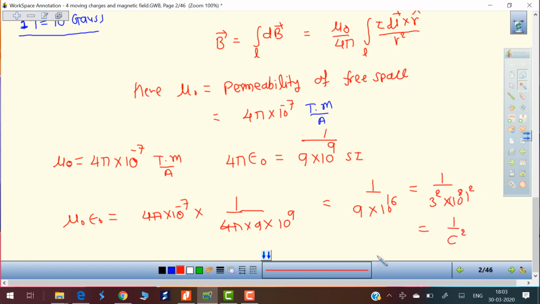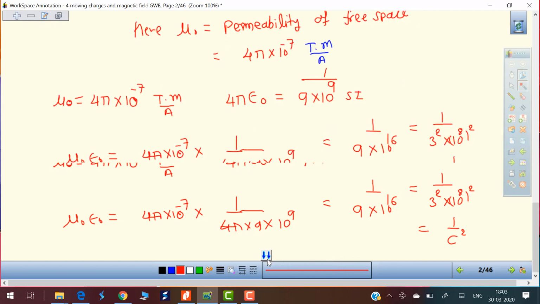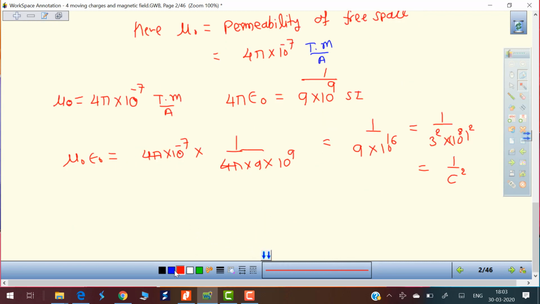It is the velocity of light. So you can say that c is equal to 1 upon root of mu 0 epsilon 0. This is a side product of our equation. c is equal to 1 upon root of mu 0 into epsilon 0. So smartly one can ask what is the unit of mu 0 epsilon 0.